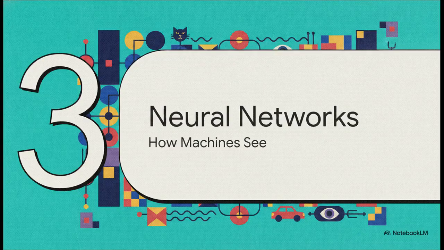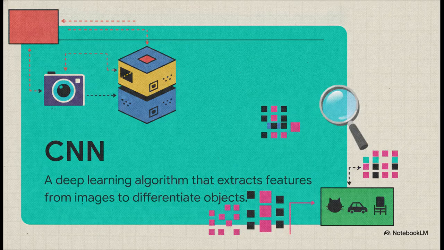Which brings us to Section 3, how neural networks see. Meet the heavyweight champion of this space, the convolutional neural network, or CNN for short. This is a deep learning algorithm designed specifically to take an input image, assign learnable weights and biases to different objects in that image, and successfully differentiate them. It processes all this visual data through several distinct, honestly fascinating layers.